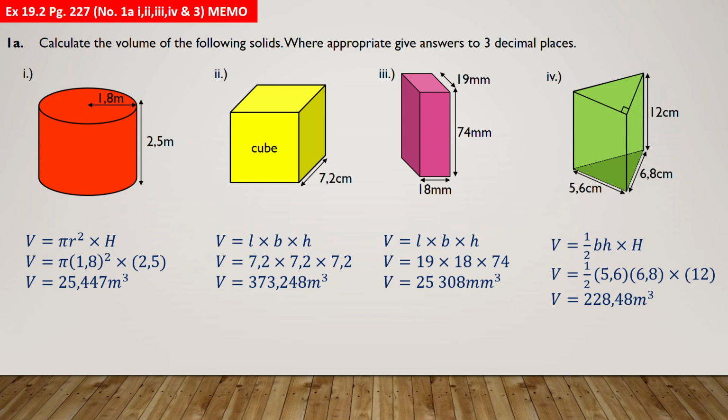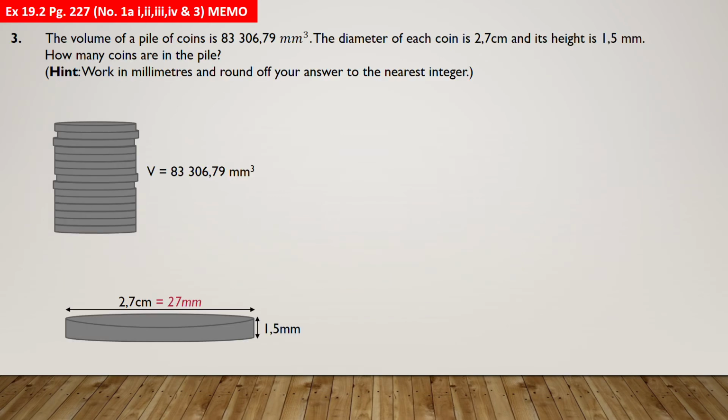Okay, so that was number 1. Okay, we also had to do number 3. Okay, this is what number 3 looked like. It says the volume of a pile of coins is this volume here. The diameter of each coin is 2.7 centimeters. Okay, careful. They give you the volume in millimeters cubed. They give you the diameter in centimeters, so just take note of that. Okay, the diameter of each coin is 2.7 centimeters. Its height is 1.5 millimeters, back to millimeters. How many coins are there in the pile? And then they tell you, hint, work in millimeters and round off your answer to the nearest integer.